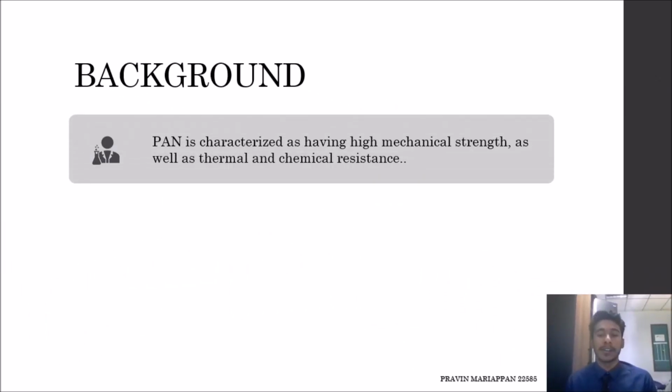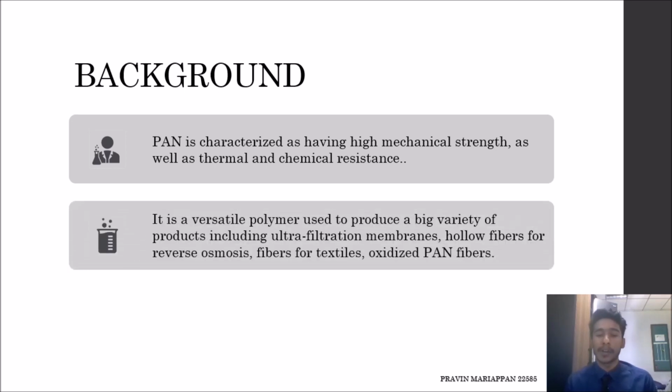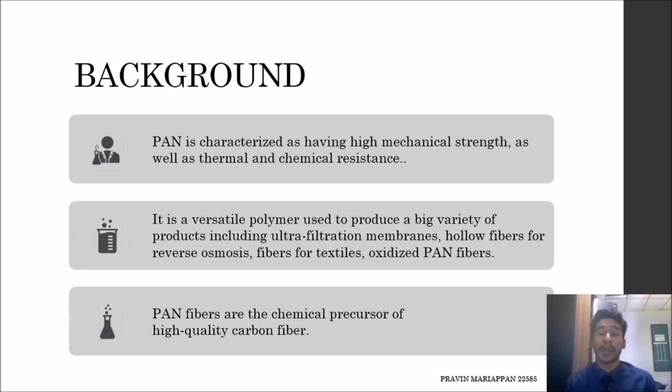Next, let's take a closer look at PAN. Polyacrylonitrile, or PAN, is characterized as having high mechanical strength as well as thermal and chemical resistance. It is a versatile polymer that's used for a big variety of products. The main selling point for PAN fibers is that it is the chemical precursor of high quality carbon fiber, which makes it very expensive.